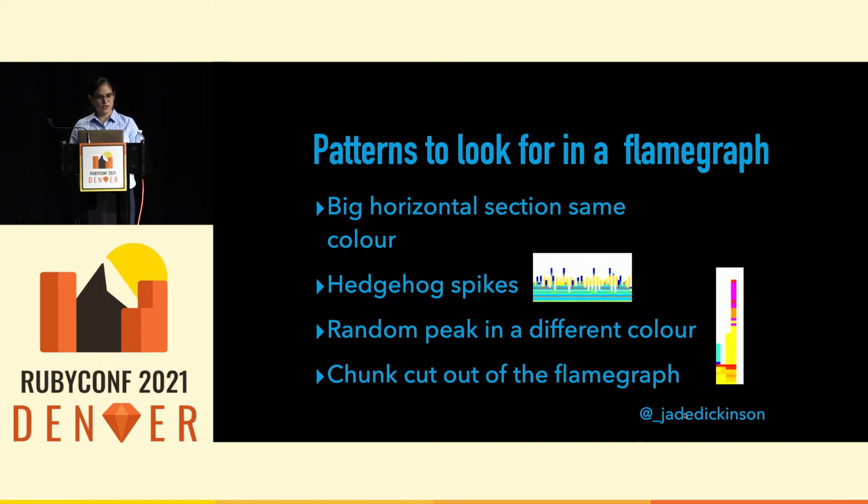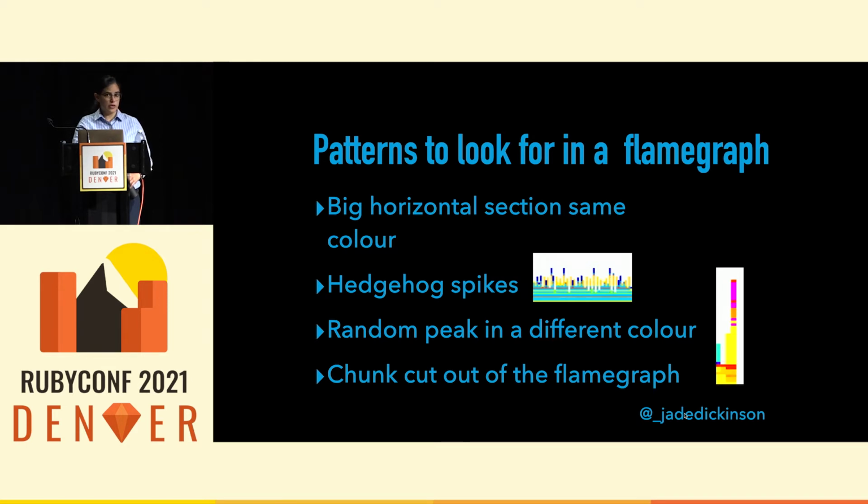It's cool, but it's not super obvious what you can do from there. So let's talk about how we can identify the patterns in a flame graph. If you've got a big horizontal section that's the same color, which is taking up a lot of space, that indicates a lot of time spent in one method. And a pattern like hedgehog spikes, I'm assuming you all know what a hedgehog is, it's kind of a UK thing. If you can see a pattern like hedgehog spikes that are all the same color, that indicates a loop.